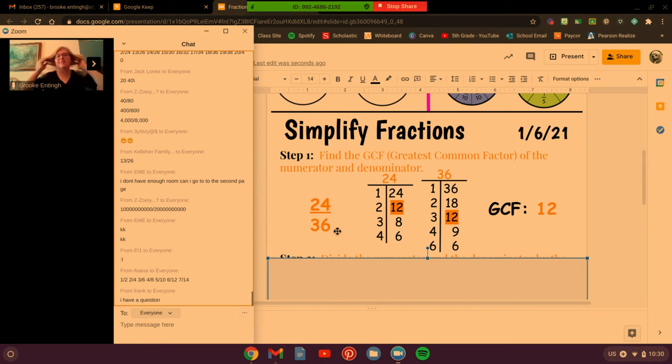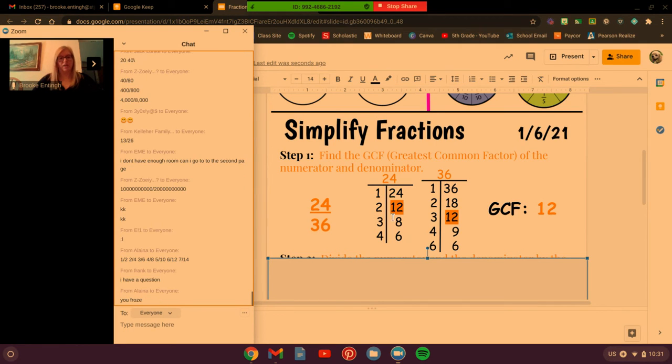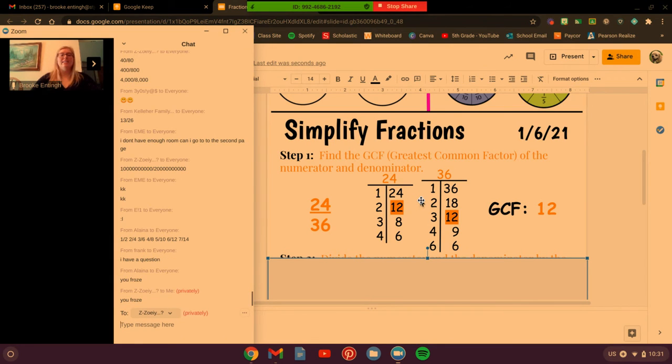So if we want to simplify this fraction all the way down to where it's the same value, but the numbers, the numerator and denominator, are as small as they can possibly get, what we would do is list all of the factors, remember numbers that can go into the numerator 24, and then we would list all of the factors or numbers that can go into the denominator 36. So if you're looking at what I have here, what I did is I put the numerator 24.